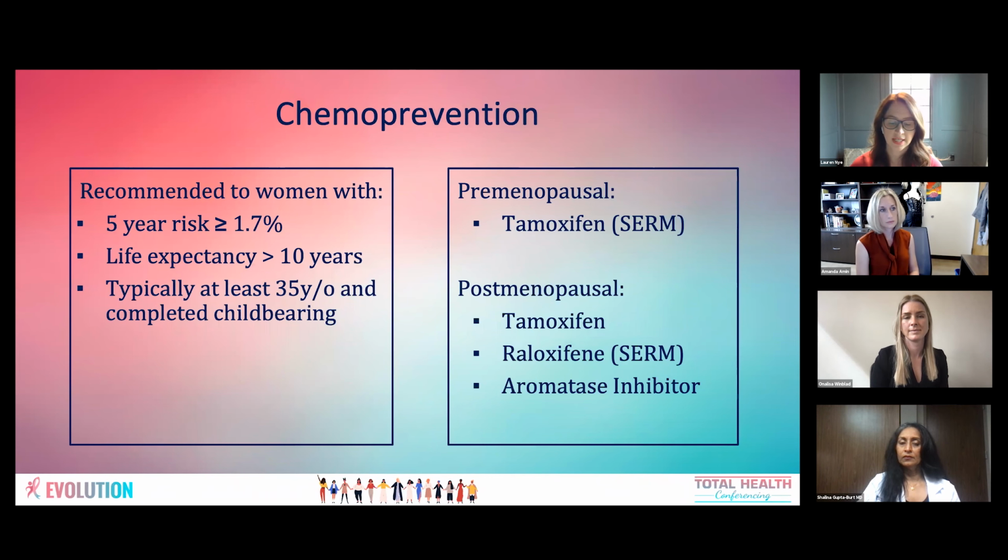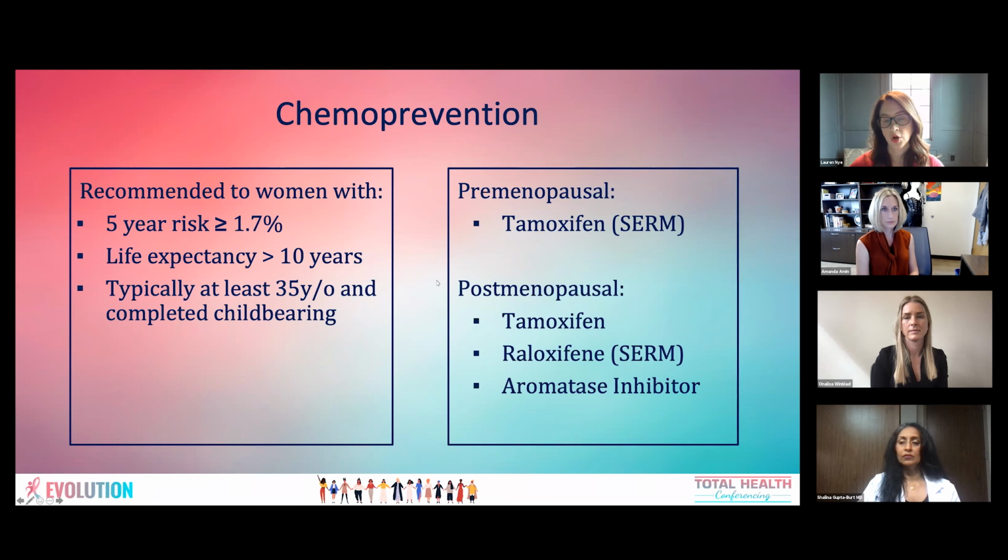So chemoprevention is a medication or a drug that can be used to lower the risk of breast cancer. It does not involve chemotherapy and it does not fully prevent breast cancer, but it significantly lowers the risk. It is recommended to women with a 5-year risk over 1.7%, women who have greater than 10 years life expectancy, and typically we wait till a woman is at least 35-year-old and has completed childbearing.